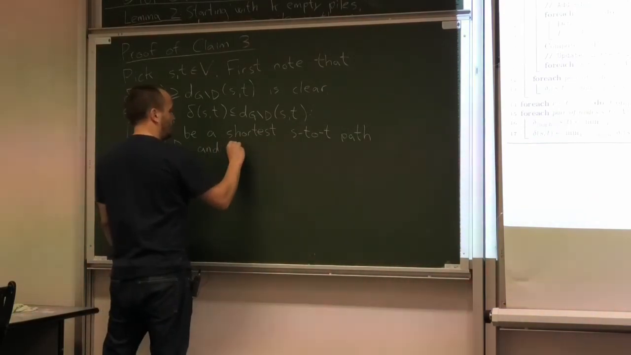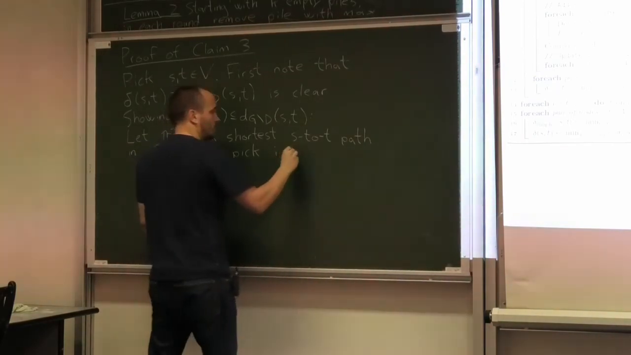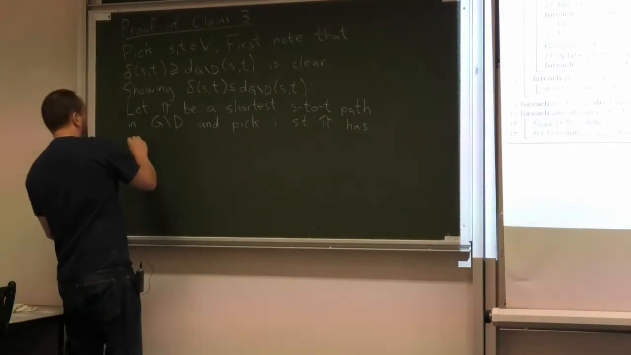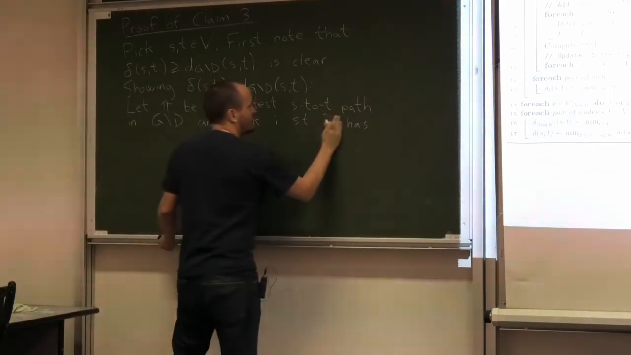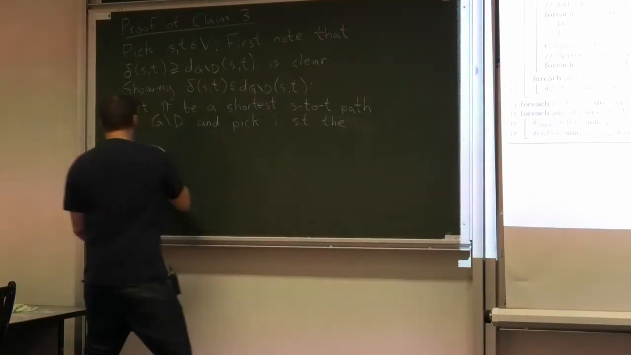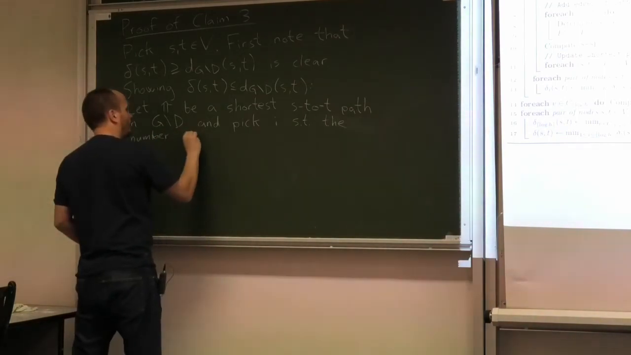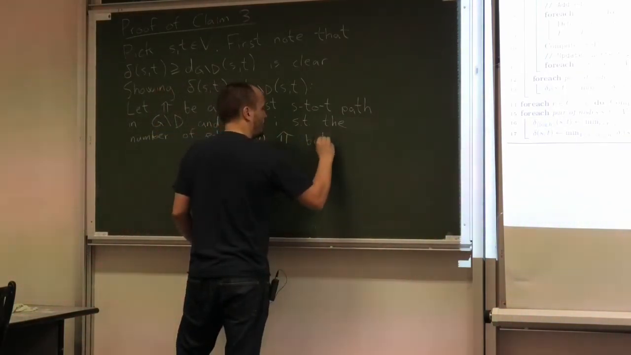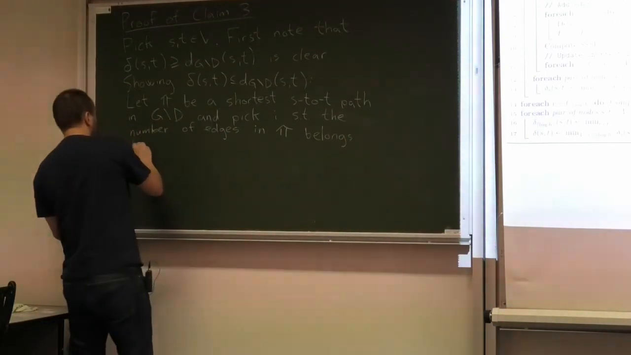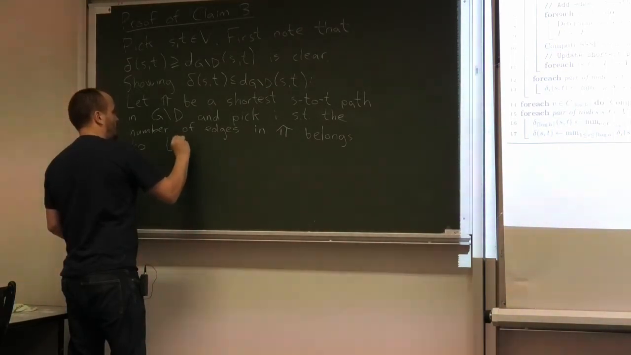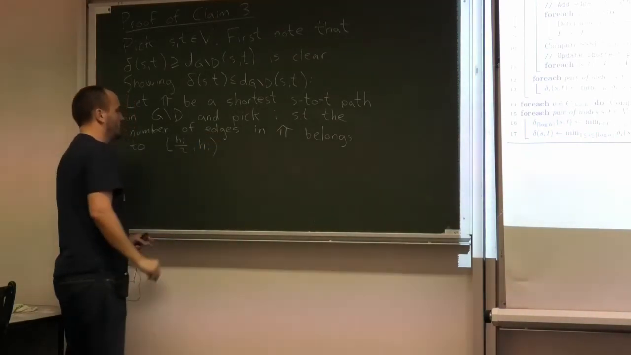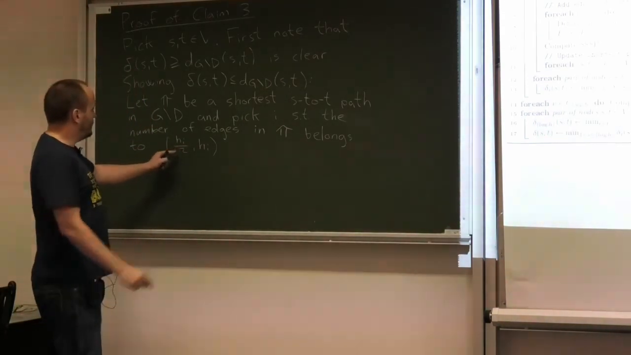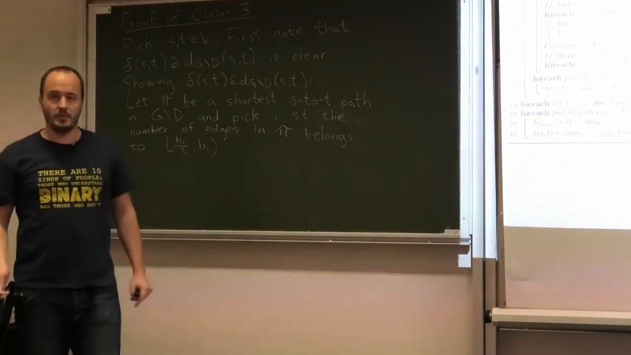And pick i such that the number of edges in pi belongs to Hi over 2 to Hi. So this is a half open interval. So remember, Hi was 2 to the i, right? So there must be some interval like this where the number of hops of pi belongs to, right?